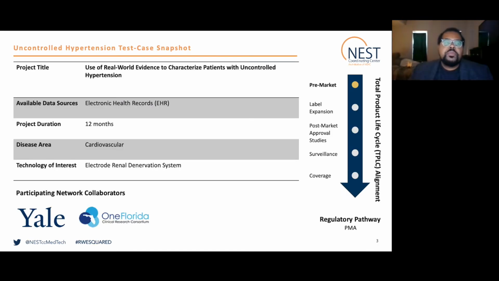Next slide. This study was a feasibility study that had a project duration of roughly 12 months. This test case sought to characterize patients with uncontrolled hypertension using electronic health records with the intent of generating evidence to develop guidelines for coverage decision of medical devices and to gather clinical data for electrode renal denervation systems, to which the TPLC, or total product life cycle, of this study is in the pre-market phase with a potential PMA regulatory pathway. Next slide.